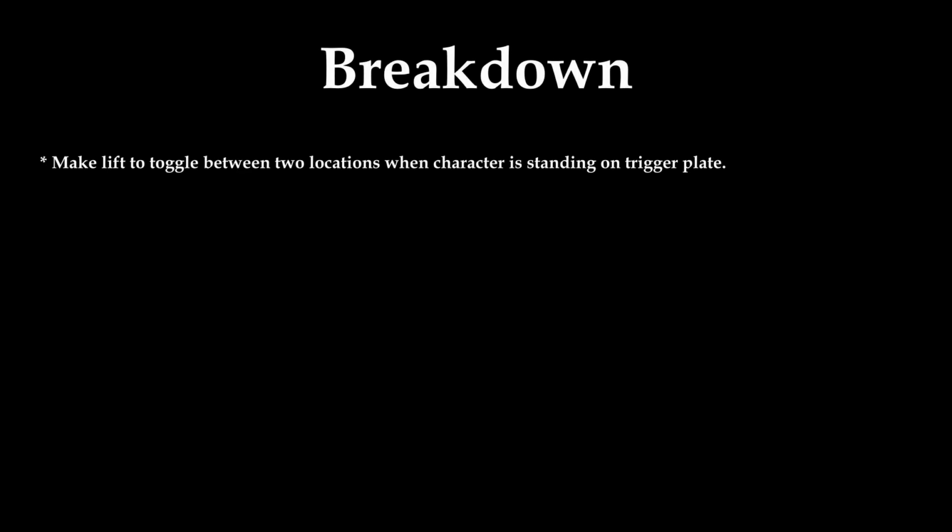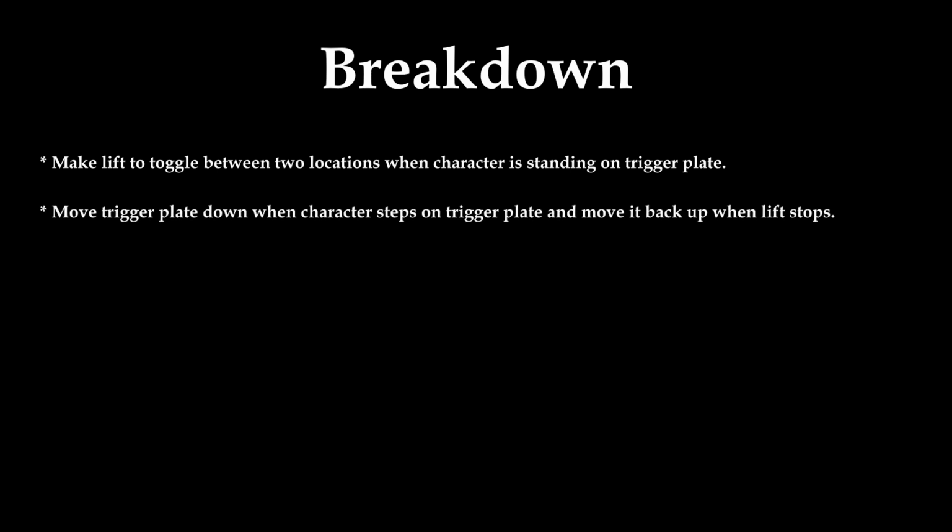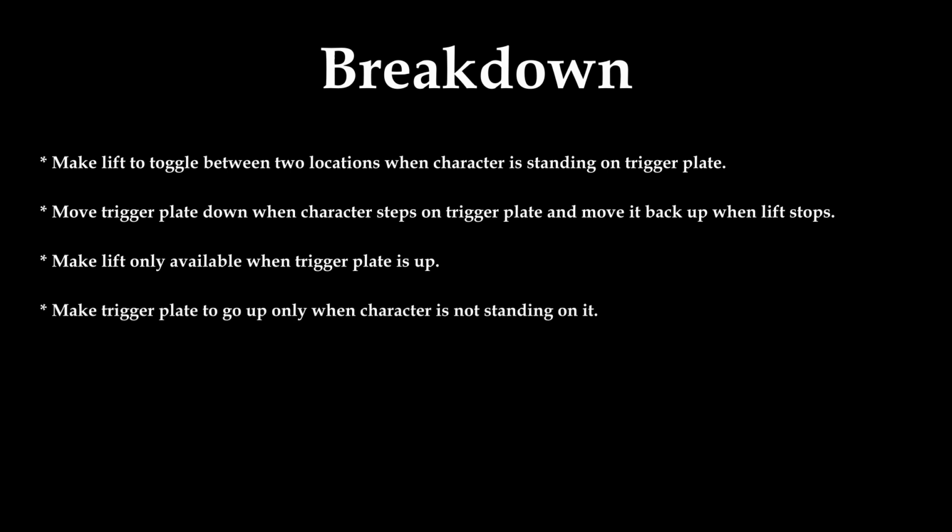So we can divide this problem into four parts. First is make the lift toggle between two locations when the character is standing on the trigger plate. Second, move the trigger plate down and then start the lift. And after the lift stops at another location, then move the trigger plate back up. Third is make the lift only available when the trigger plate is up, so the player cannot activate the lift in the middle. And fourth is make the trigger plate go up only when the character is not standing on it. Also, to keep it simple, this lift is designed for single player game only.